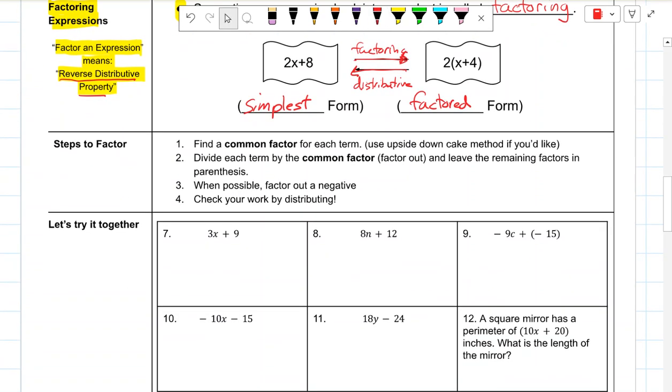Here are the steps to factor. There are 4 of them. Number 1, find a common factor. Now, it doesn't have to be the greatest, but you could. As long as they're common, you'll be fine because we're going to be using the upside down cake. Number 2, divide each term by the common factor. That's just what we were doing on the front side of the notes. We'll also be referring to that as factor out, and leave the remaining factors in parentheses. Number 3, when possible, factor out a negative. And we learned how to do that on the front. And number 4, check your work by distributing.